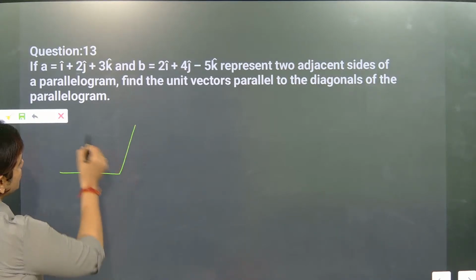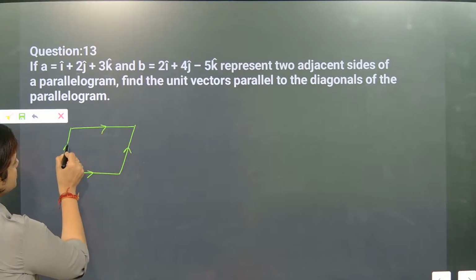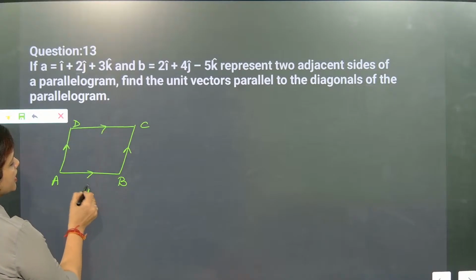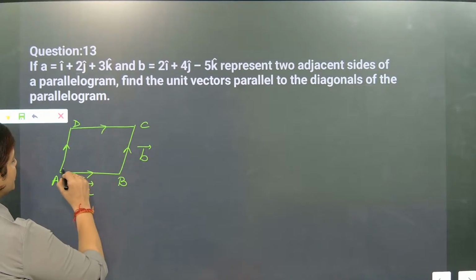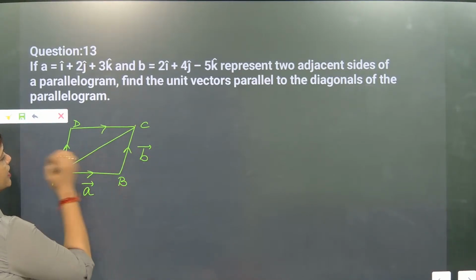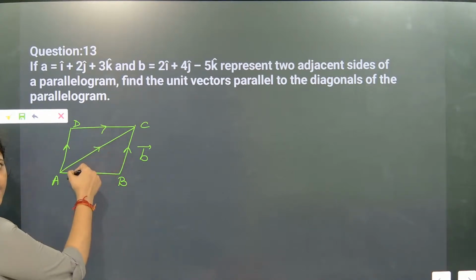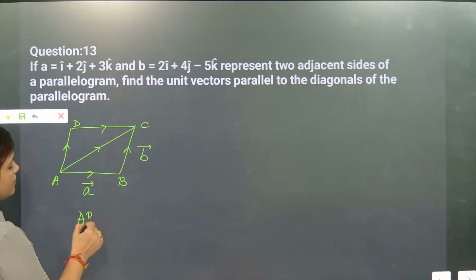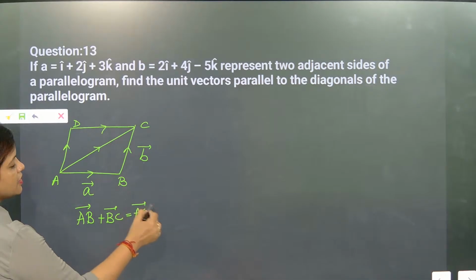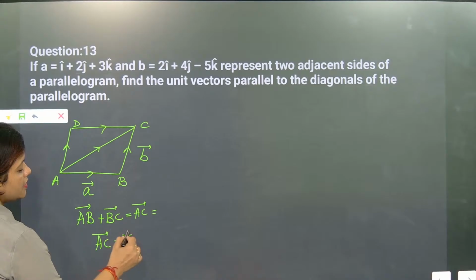So let's draw the parallelogram, beta. This is the parallelogram, this side and this side and this side. So this is A, B, C and D. This we will take as A vector, this one we will take as B vector. So this is the diagonal, one diagonal we are drawing, and that diagonal is the resultant. Now this is following the triangle law, correct? So here we can write, AB vector plus BC vector is equal to AC vector. So AC vector is equal to A vector plus B vector.